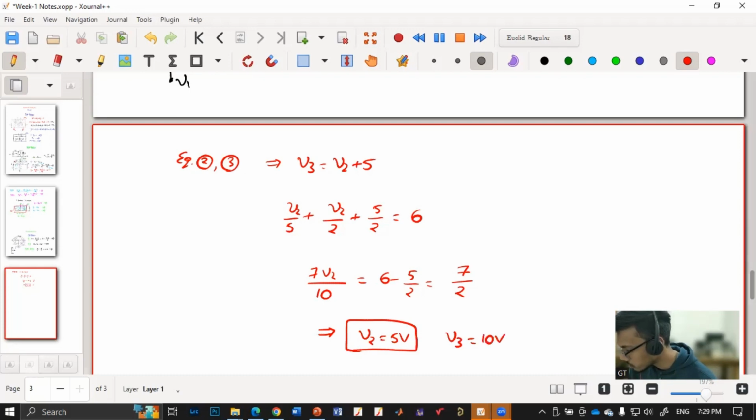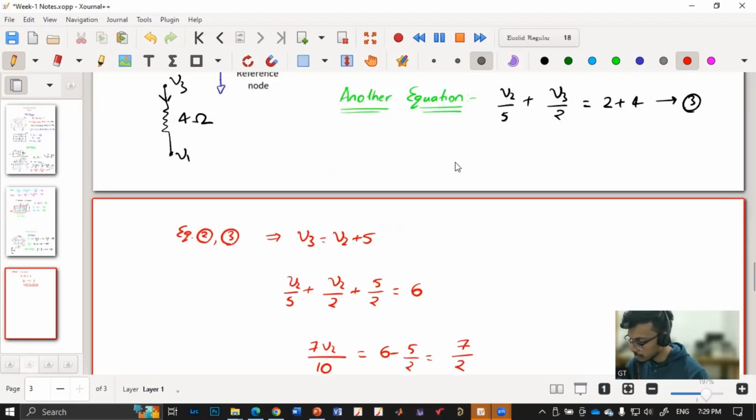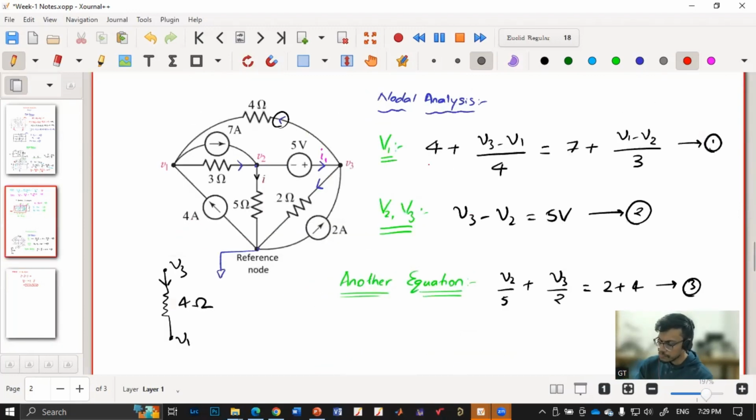In the meantime, you solve for V1 and let me know what is the value of V1. I'll explain. The circuit was given to us and we are to solve for V1, V2 and V3. Using KCL, I have applied KCL at V1 and I got equation 1.